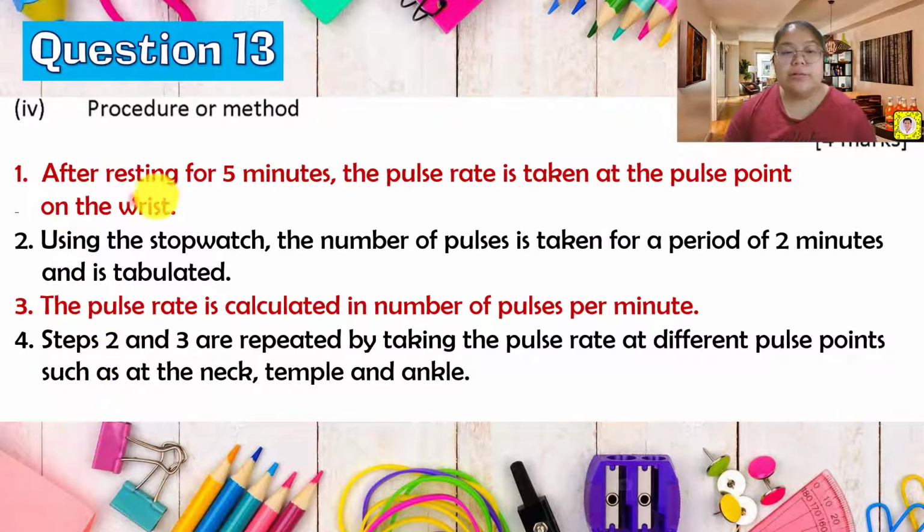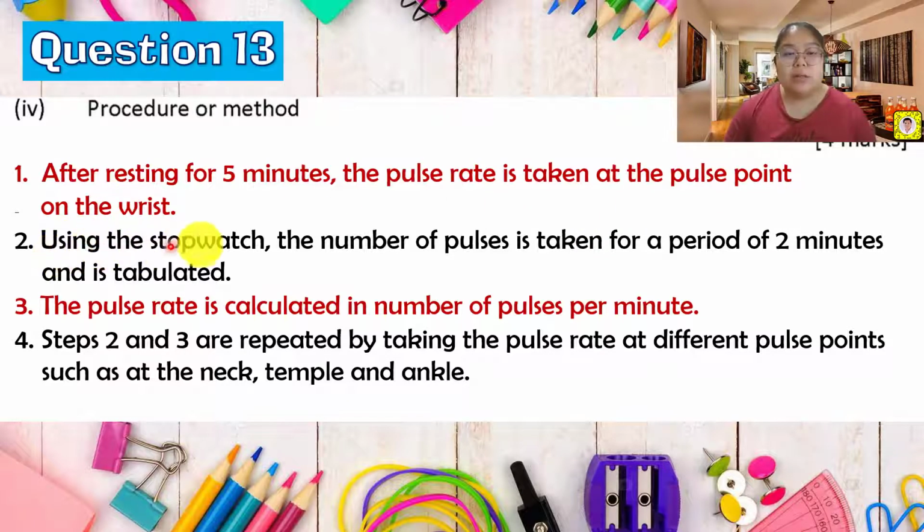After resting 5 minutes, so make sure you let the victim rest first for 5 minutes. Then the pulse rate is taken at the pulse point on the wrist. From this experiment, we cannot say victim, we just say one of the students because you do the experiment in the lab. So you take one student, let the student rest for 5 minutes. Then the pulse rate is taken at the pulse point at the wrist. We start with the wrist.